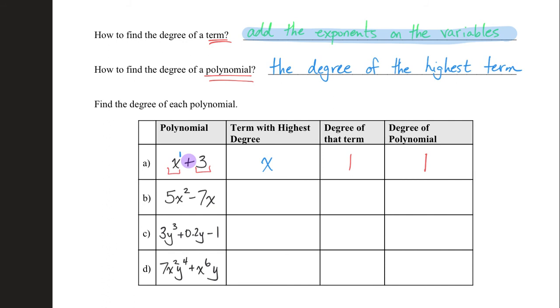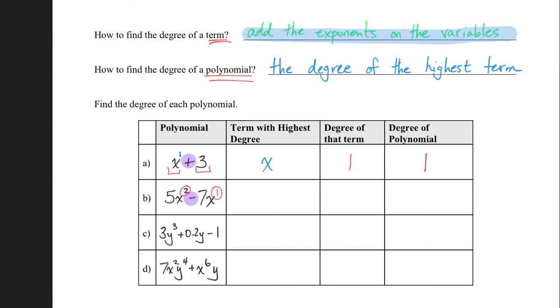Let's take a look at row B. Okay, the first thing I need to do is figure out how many terms I have. So there's my subtraction sign. I know I have 2 terms. I have a binomial sitting there. Now I need to come up with the degree of each individual term. The degree of each term is me adding up the exponents on the variables. So what comes to mind is I have an x squared, and I don't see an exponent, I know that that means 1.